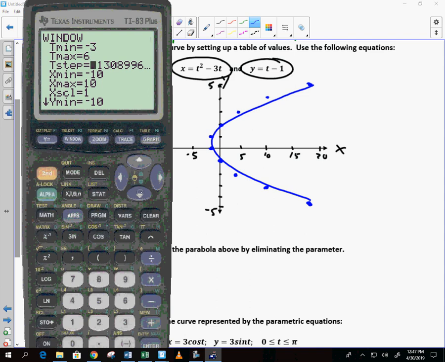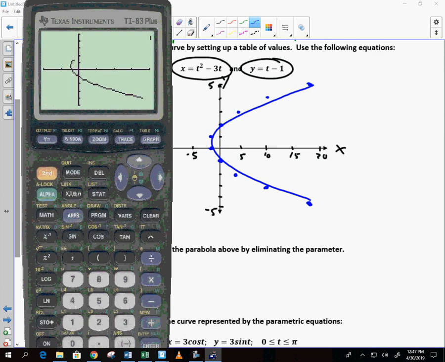At 6. And we said the x-min was, say, -10, and the x-max was, say, 20. And the scale was every 5. And then for the y values, we went to -5 and to +5. And now when we look at the graph, do we see the whole thing? This is one of the cool aspects about parametric equations, that you can start to control what parts of the graph you see.